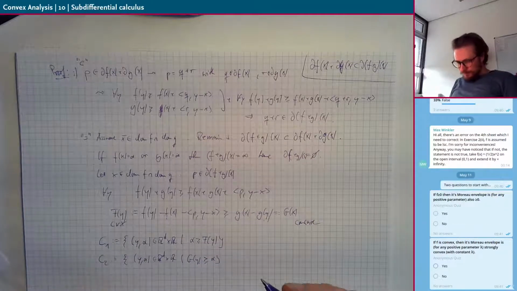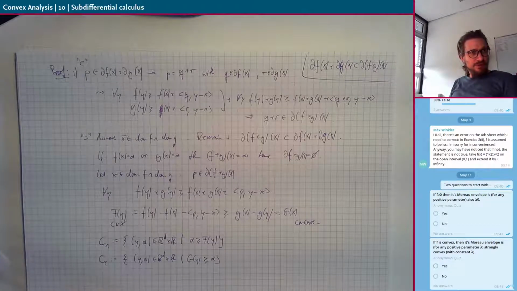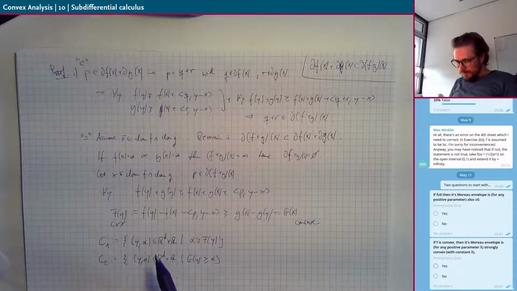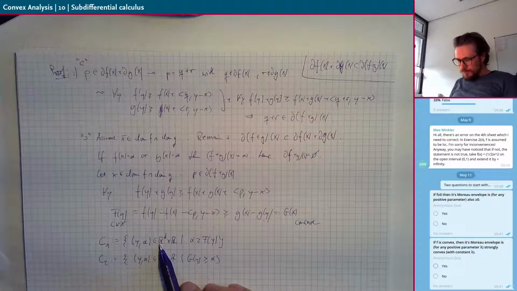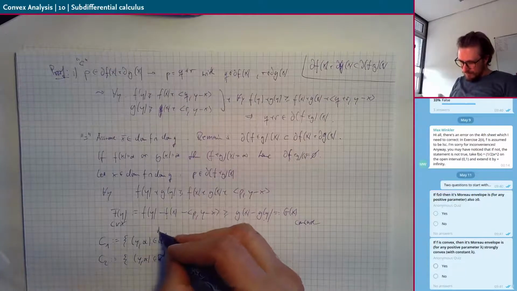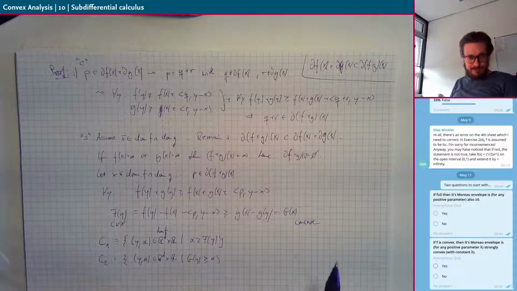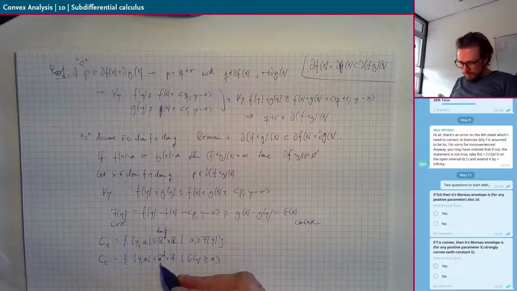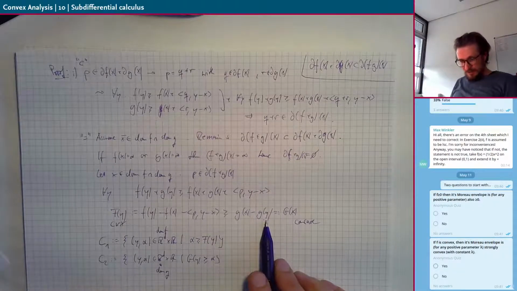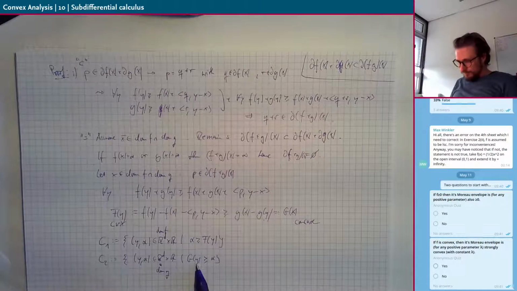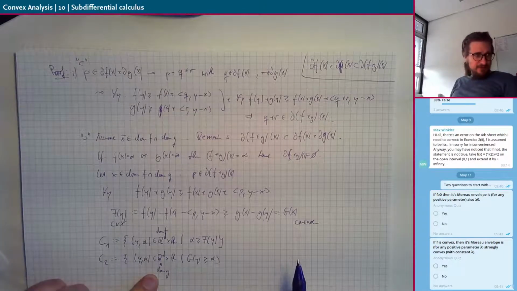One thing is we could restrict this a little bit, so we don't need to consider the full R^d here. It's enough to put in the domain of f, because otherwise this is plus infinity anyway. It's also enough to put in the domain of g, because otherwise it would be negative infinity. So this is enough.